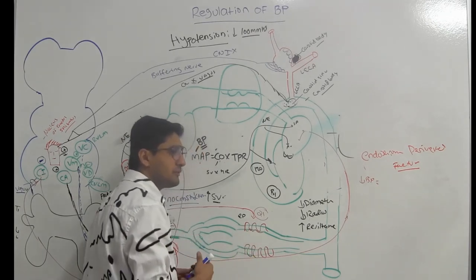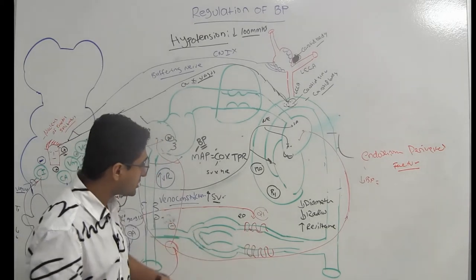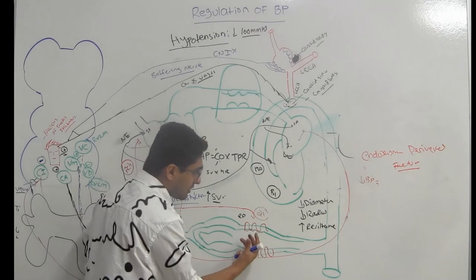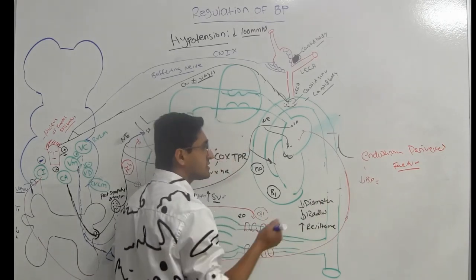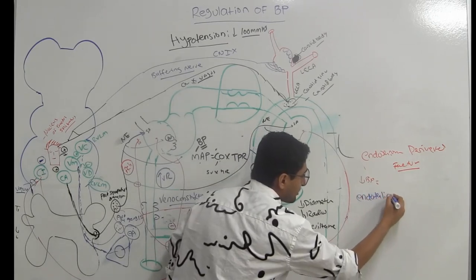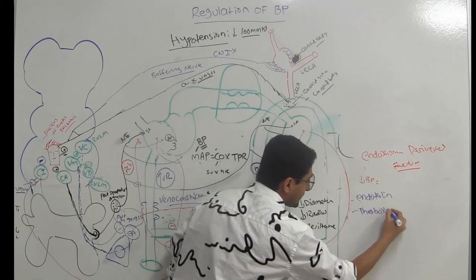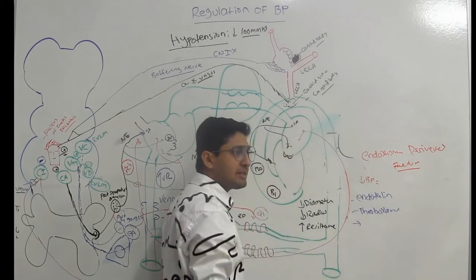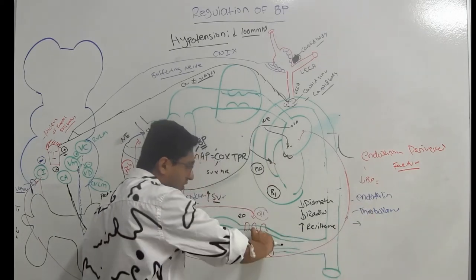So if you want to increase the blood pressure, these arterioles, the circular muscles or endothelial cells, release some product called endothelin. Or they also release thromboxane, right? If they release thromboxane or endothelin, they'll cause constriction.